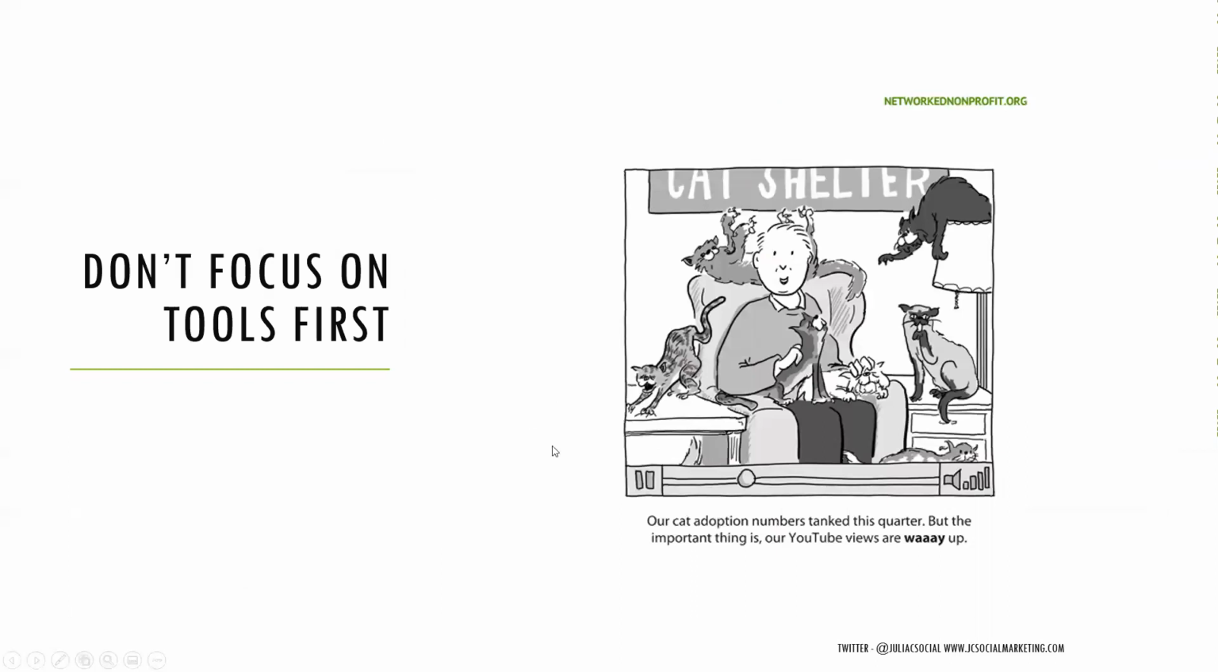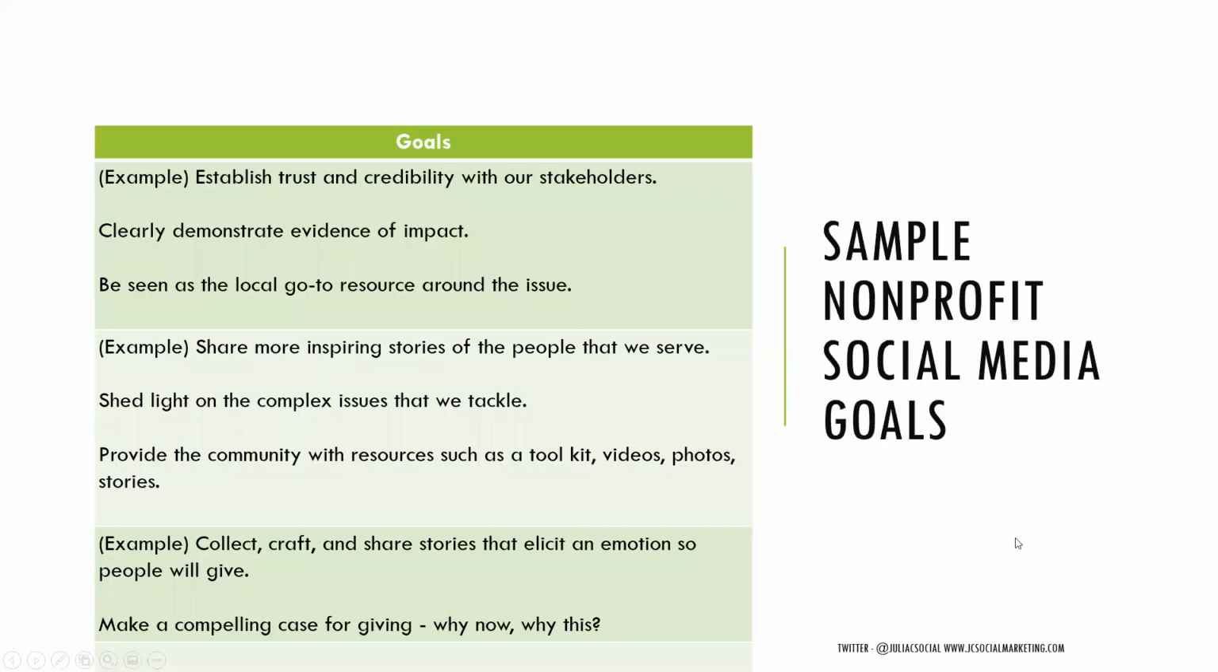I love this cartoon. Our cat adoption numbers tanked this quarter, but the important thing is our YouTube views are way up. Well, if we just focused on YouTube and creating a YouTube strategy, but we didn't actually tie it back to our goal of getting our cat adoption numbers up, having a great YouTube strategy and going viral on YouTube would not be very effective and very productive.